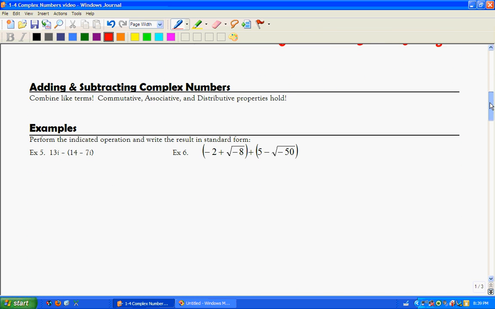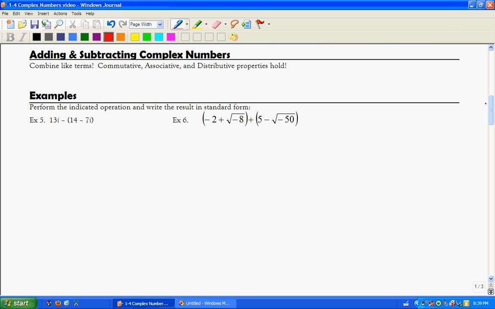To add and subtract complex numbers then, you're just going to combine like terms. So all of your properties still hold. Your commutative, which deals with the order, doesn't matter when you add anyway. Associative, that's how they are grouped together. And then distributive has to do with multiplying. So all of those properties still hold.